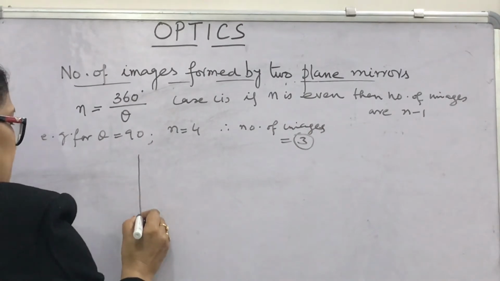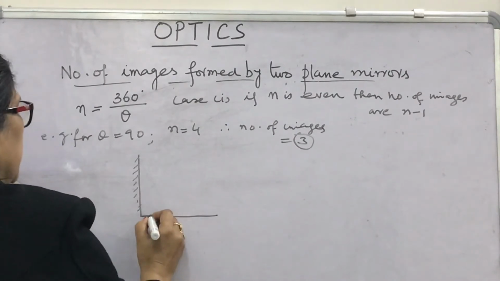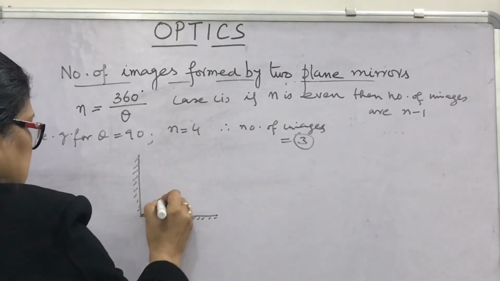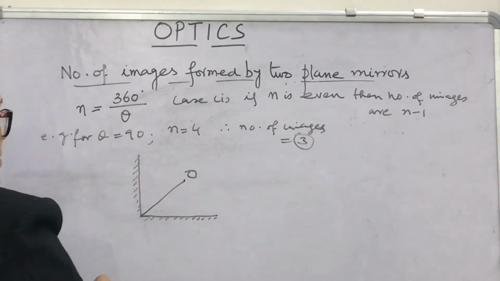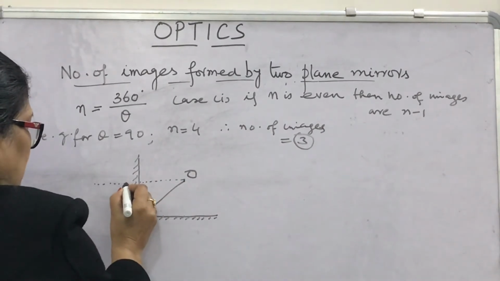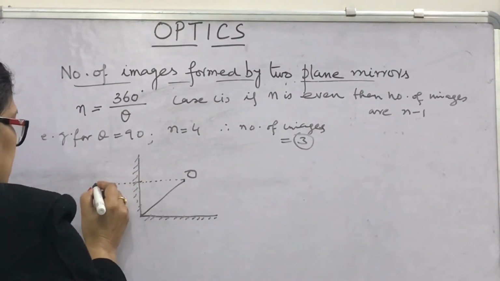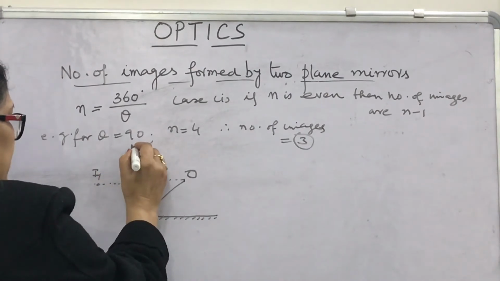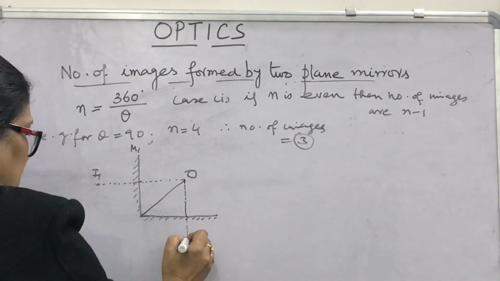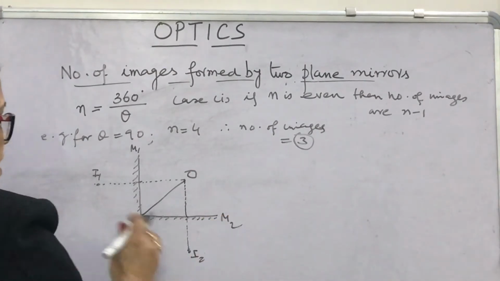Suppose this is the first plane mirror, and at 90 degrees perpendicular to it, this is another mirror. The object is placed, suppose, at this point O. As you know, the distance of the object is the same as the distance of the image from the plane mirror. So equal to this distance, you mark the position I1, the image formed by mirror M1. Similarly, at this distance, you will mark another image. This is called I2, formed by the mirror M2.